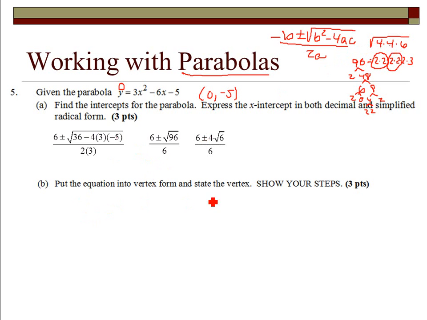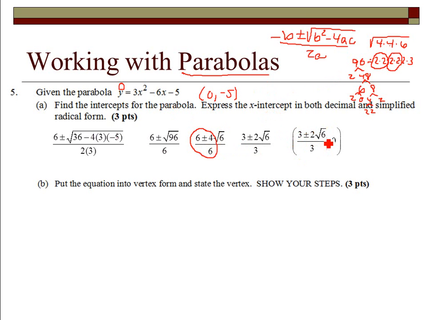Okay. Now, I want to reduce this. If you look at all 3 of these terms, don't be tempted to cross out the 6's. 2 goes into all of those, so I'm going to divide each of these by 2. This becomes 3, that becomes 2, that one becomes 3. Then you could punch this in your calculator. You could have used the original before we simplified it to get the decimal answers.